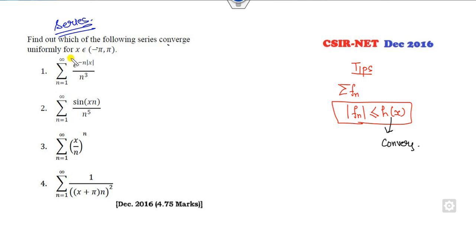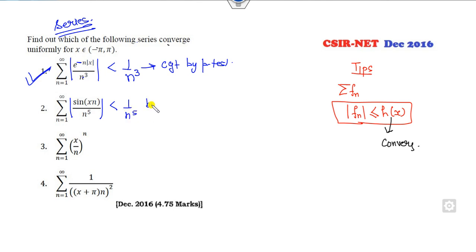Now look at that. If I start with this, if I take the absolute value, it is always less than 1 by n cube, because it's e raised to power minus, and this is convergent by the p-test. So it means yes, this is uniformly convergent. If you take this as my f(x), which is always less than 1 over n raised to power 5, again by the p-test it is convergent. So this also is a correct option.